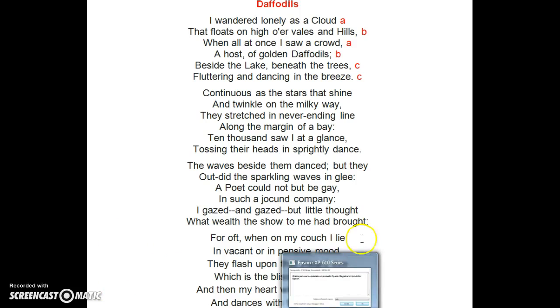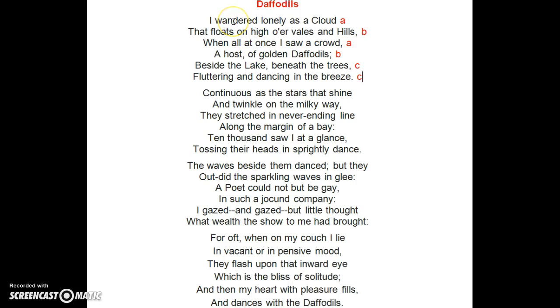Now I'm going to show you how we can identify the 4 beats in a line. We have here 1, then 2, and 3 and 4 beats. The same we have in the second line, where we have 1 beat, 2 beats, 3 beats, and the last 4 beats.